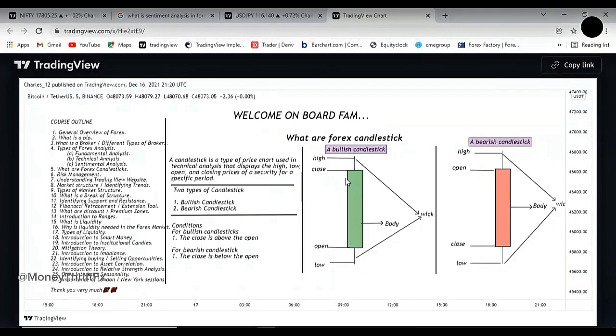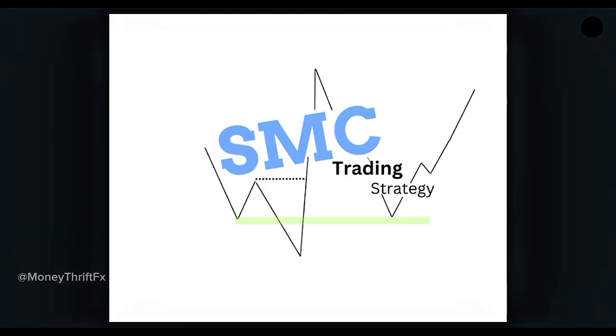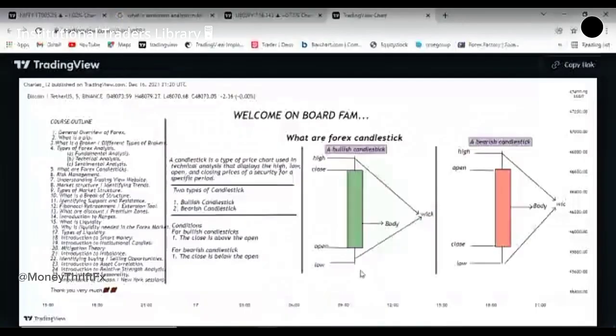Right? So the candlestick displays the high, the close, open, and low. This high simply indicates the highest point the market went to, and the low indicates the lowest point the market went to. The open, remember, in a bullish condition, the close is always above the open.